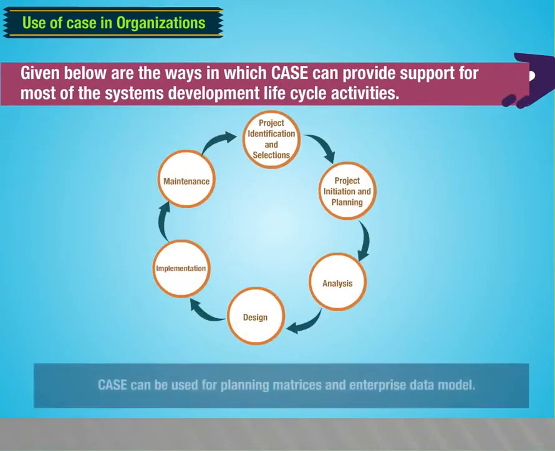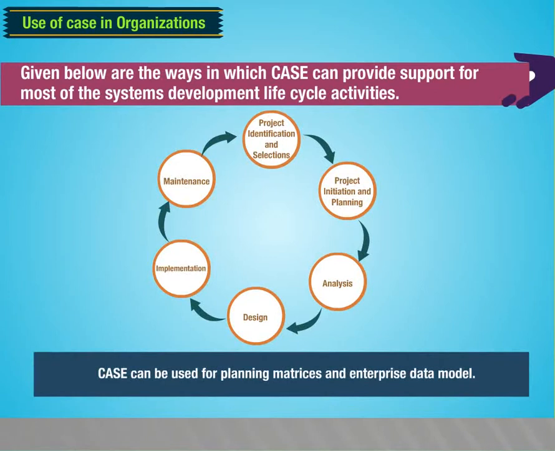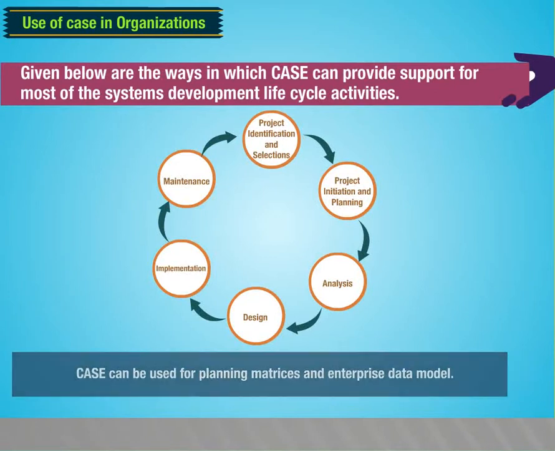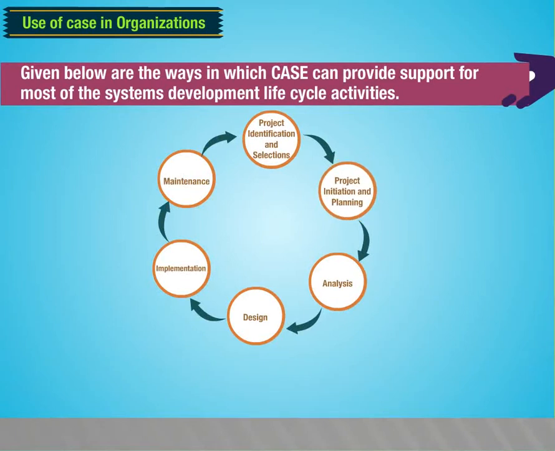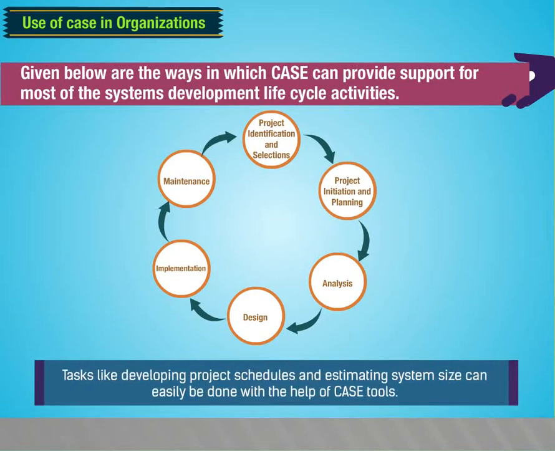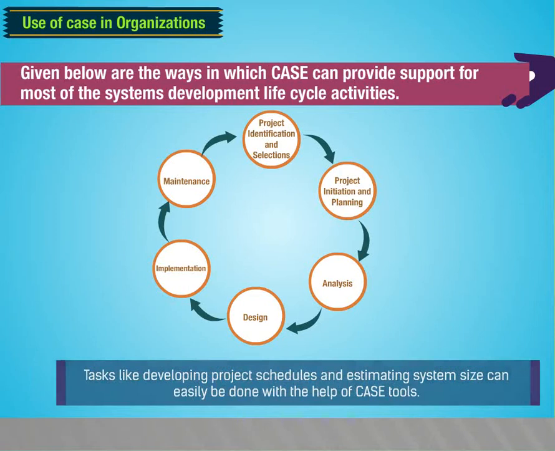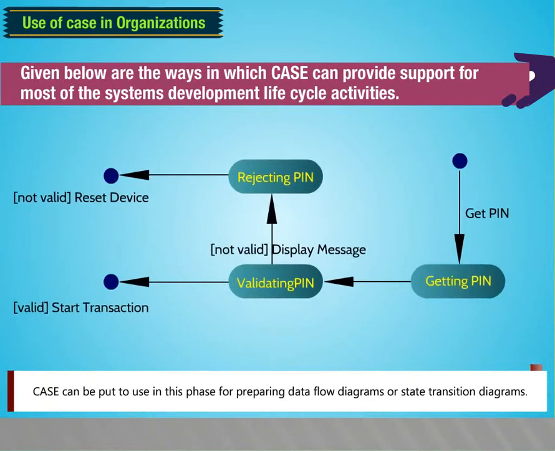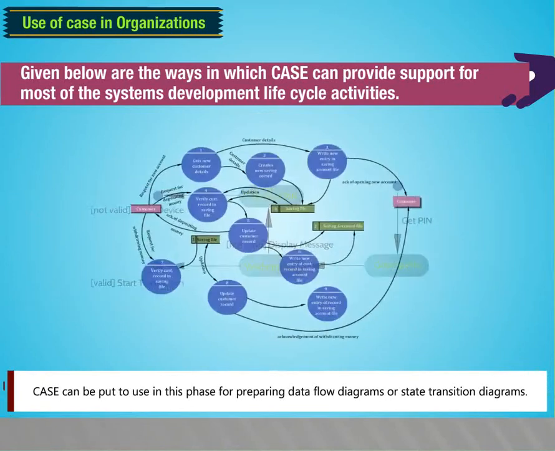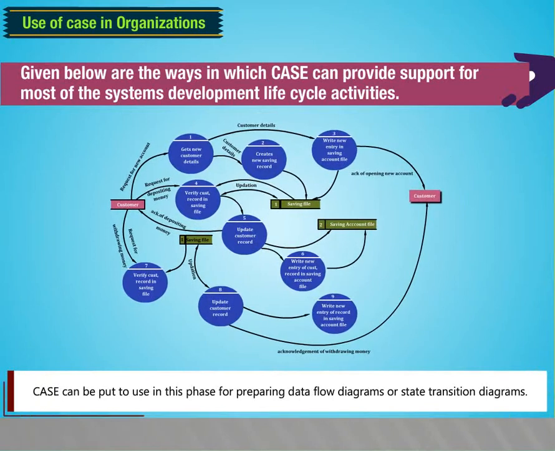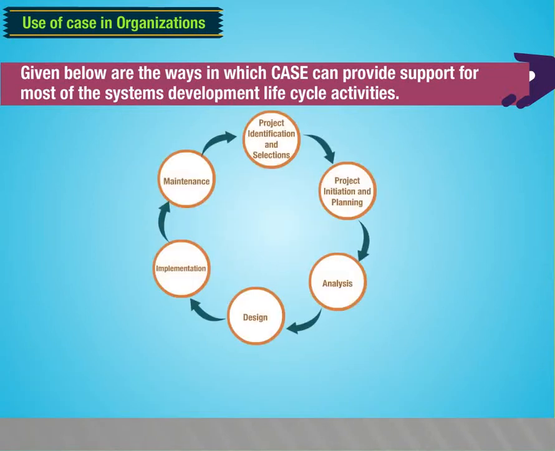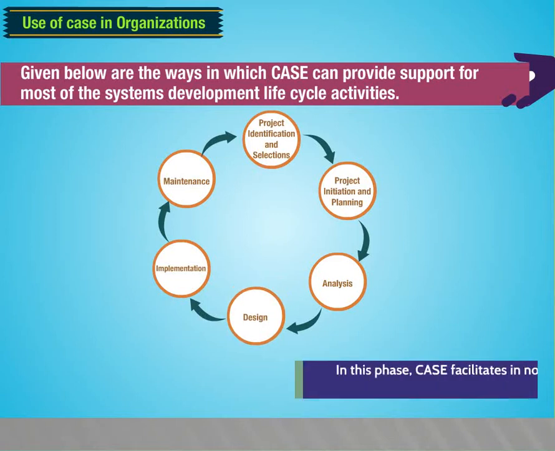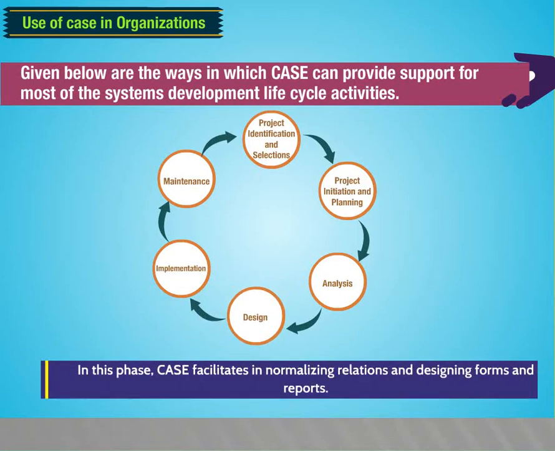Project identification and selection: CASE can be used for planning matrices and enterprise data models. Project initiation and planning: tasks like developing project schedules and estimating system size can easily be done with the help of CASE tools. Analysis: CASE can be put to use in this phase for preparing data flow diagrams or state transition diagrams. Design: in this phase, CASE facilitates normalizing relations and designing forms and reports.